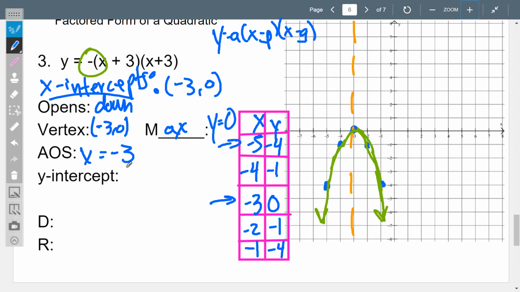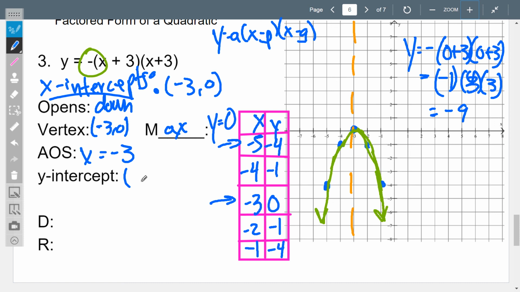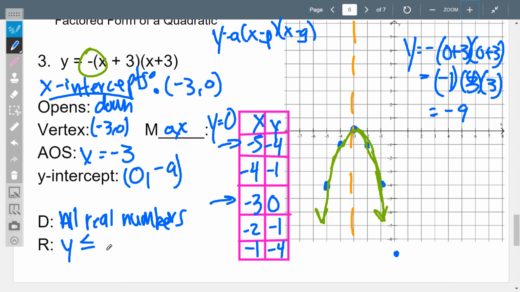The y-intercept, you would plug in 0, which actually I don't see it on my graph. So let me plug in 0 and see what I get. -0 plus 3, 0 plus 3. So -1 times 3 times 3. So -9. So plugging in 0 gives us -9. Our y-intercept is actually down here at -9. Our domain is all real numbers. And the range is y values less than or equal to 0. Everything below 0 here.